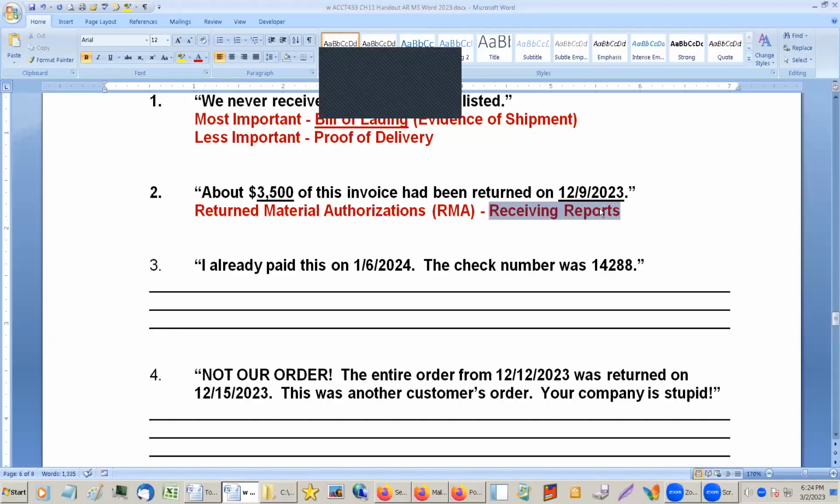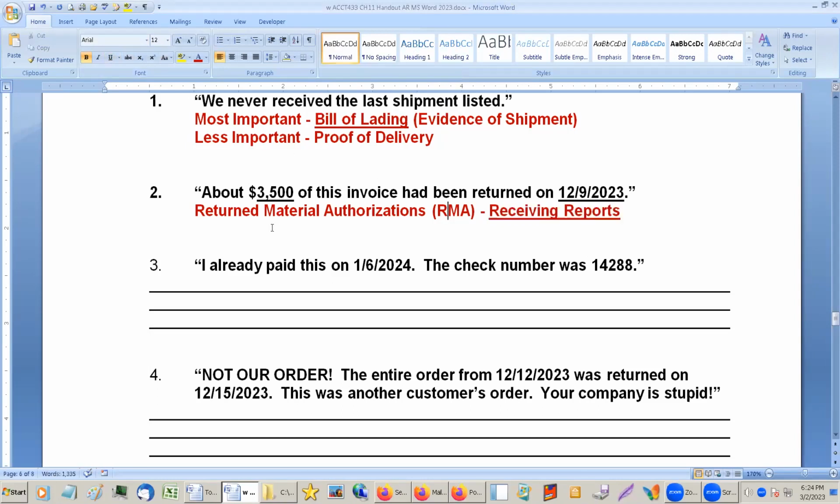So from the documents, you're going to see if there's a receiving report for it. And if there is a receiving report, then you may have a problem because this was returned on the 9th. It probably should have hit the books before the 31st. So this is going to be a receiving report, and a lot of times there will be an RMA that goes along with it.